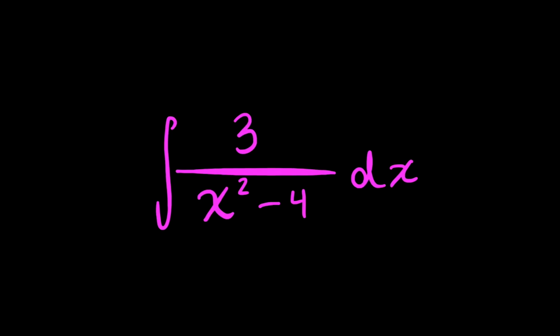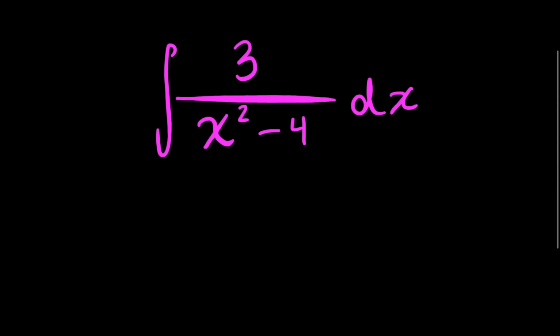Let's integrate 3 over x squared minus 4 dx. So I'm going to solve this using partial fraction decomposition, but you could integrate this however way you would like. I'm going to start by factoring out the denominator, so I end up with 3 over (x plus 2) times (x minus 2) dx, and then I can apply partial fraction decomposition.